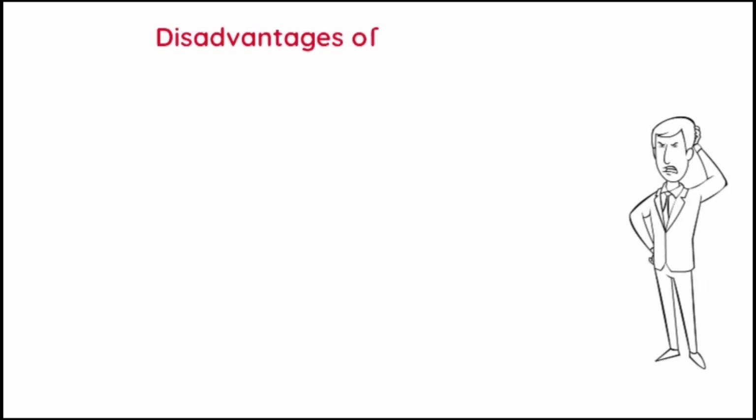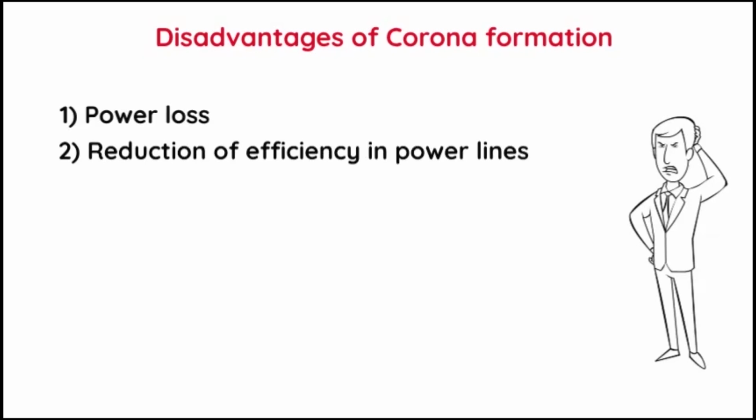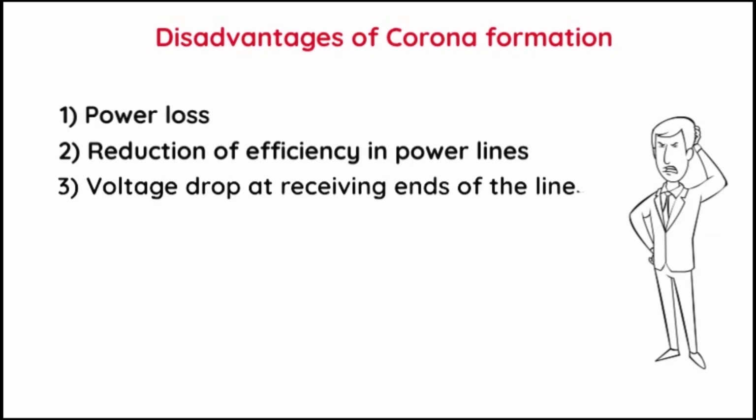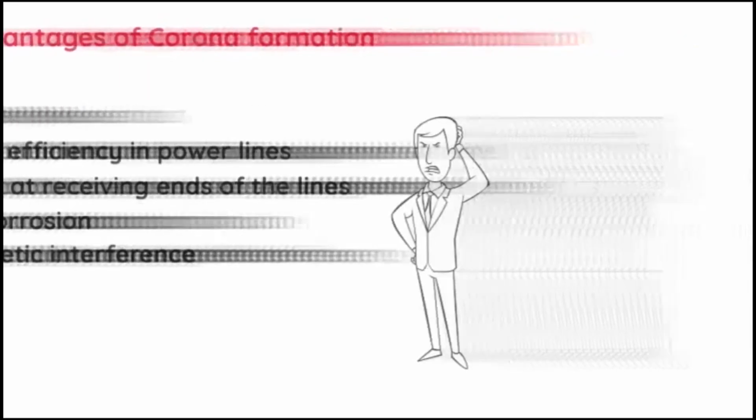Corona formation causes several disadvantages. The main disadvantage is that it causes power loss in transmission lines. This power loss in turn causes a reduction of the efficiency of the power line and causes a voltage drop at the receiving end of the transmission line. It also leads to conductor corrosion because of the production of ozone gas during the process. Additionally, it causes electromagnetic interference.